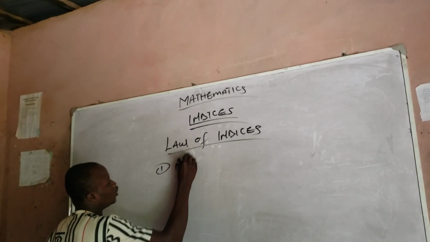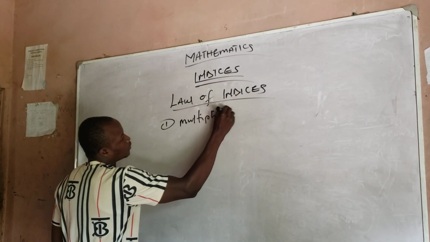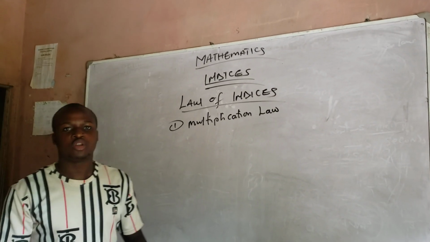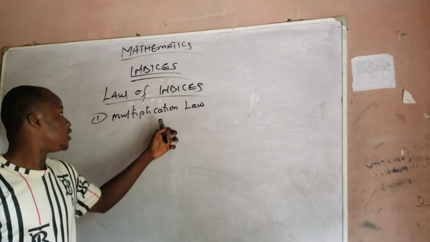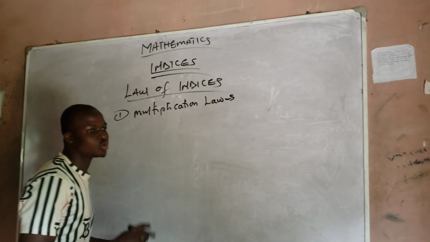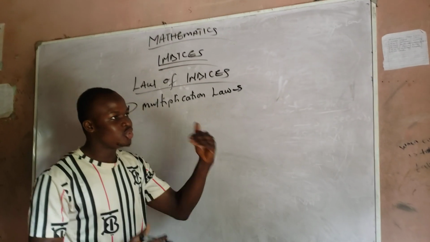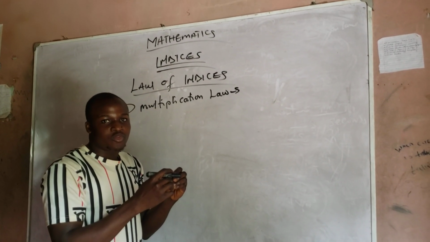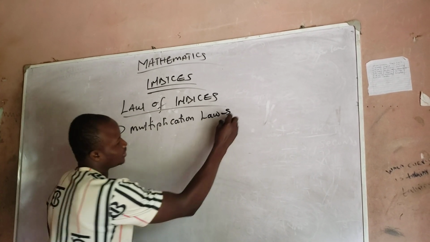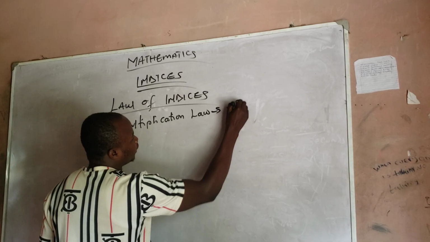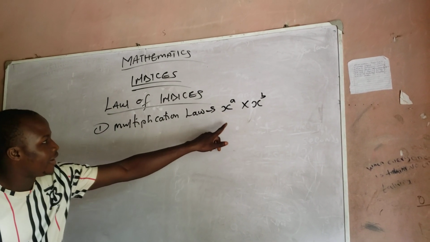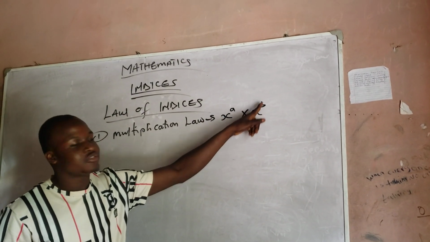is the multiplication law. The first law of indices is the multiplication law of what? Indices. In the multiplication law of indices, we are talking of when numbers of equal base are multiplying each other, you add the power. When we have numbers of equal base multiplying each other, you do what? You add the power. For example, x raised to power a times x raised to power b.